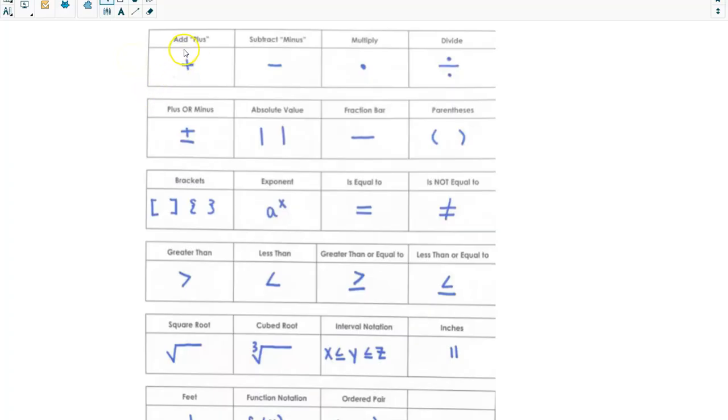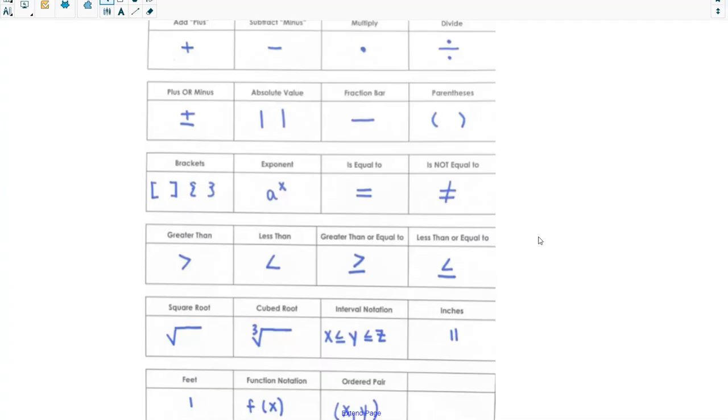Okay, so here we can see we have an add or the plus sign, subtract, multiply, divide. Here, plus or minus, that might be a new one. Absolute value, remember absolute value is the distance from zero, and since it is a distance, it's always positive. Here we have a fraction bar, parentheses, brackets. In this expression, a raised to the x power, x is our exponent. We have our equal sign, which represents is equal to. And then here the equal sign with kind of a slash through it means is not equal to.